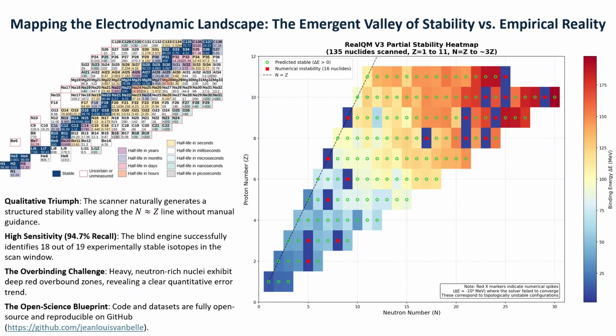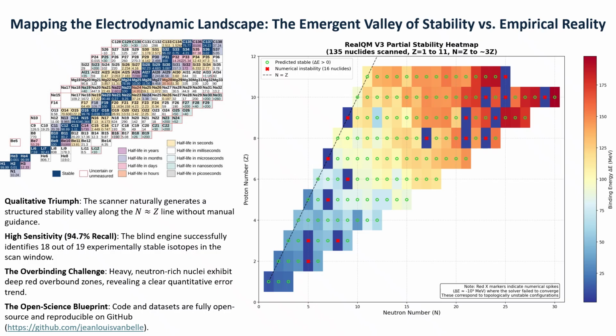So the scanner did generate, in this limited area of exploration of very light nuclei, the stability values. It had pretty high sensitivity, a 94.7% recall, which basically meant that 18 out of 19 experimentally stable isotopes were effectively identified.